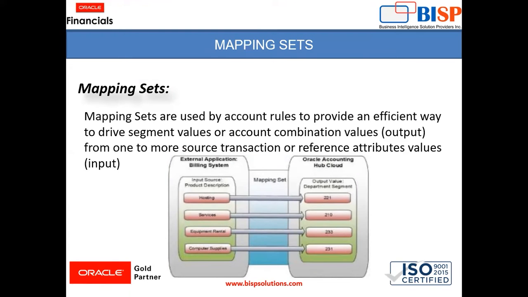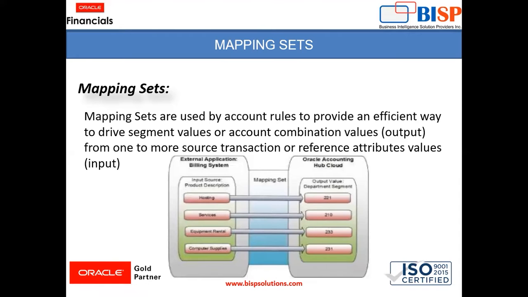Mapping sets are used by account rule to provide an efficient way to drive segment values or account combination value from one to more source transaction or reference attribute values. Like here in this diagram, you can see that in external application, for example, say billing system is our external application. Here, the input source is like services. If you can see here, services is equivalent to code 210 in the Oracle Accounting Hub cloud. So this is what is known as mapping. And this is what we do in creation of mapping set. We map the input source with the output value there.